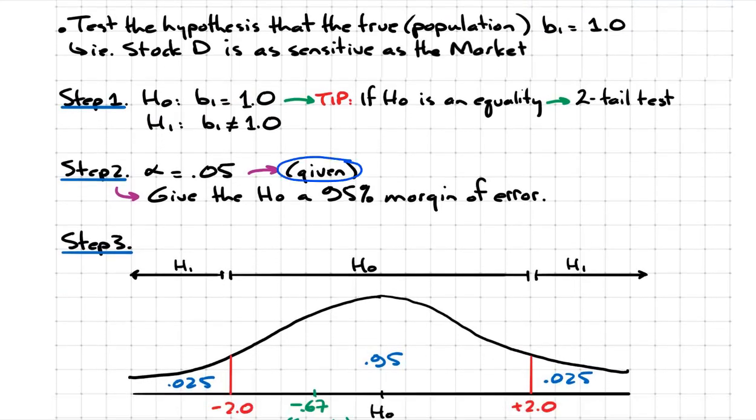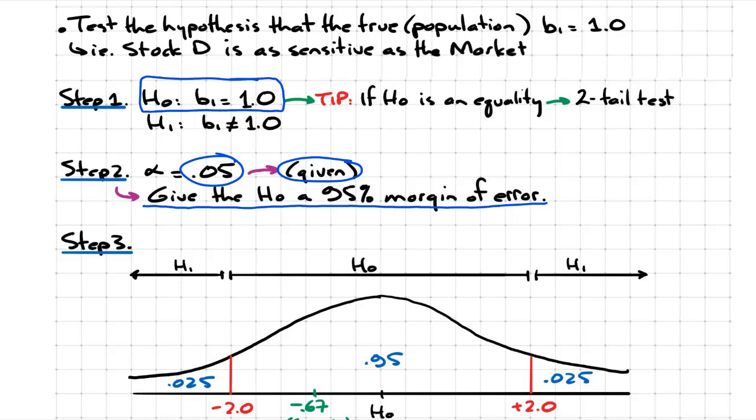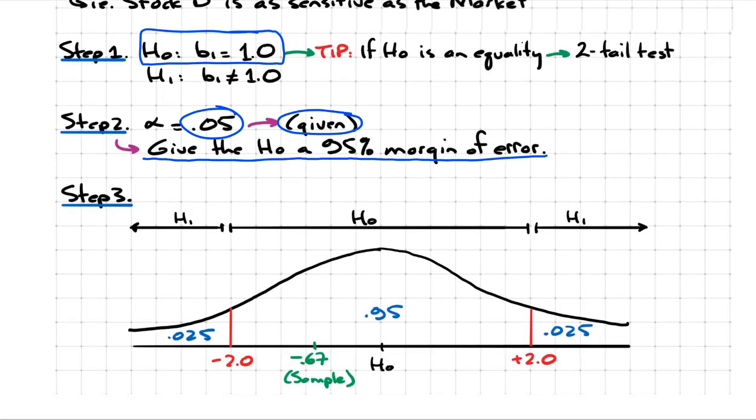Now this will be given, so assuming that we're told the level of significance is 0.05, it would indicate that we have to give the null a 95% margin of error. Again, because this test is based on a sample, I'm willing to give this statement a 95% margin of error to account for sampling error.